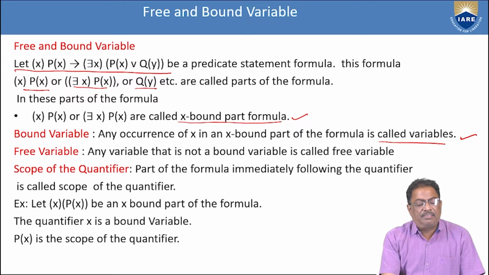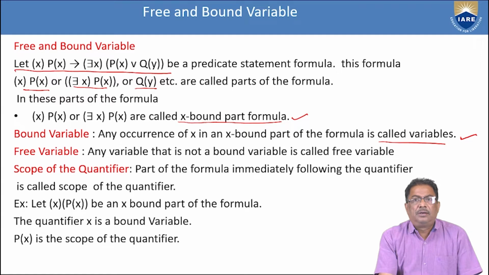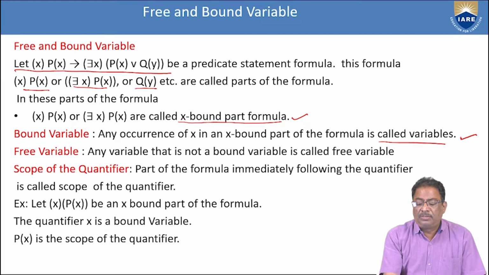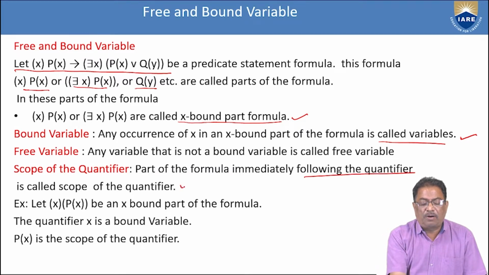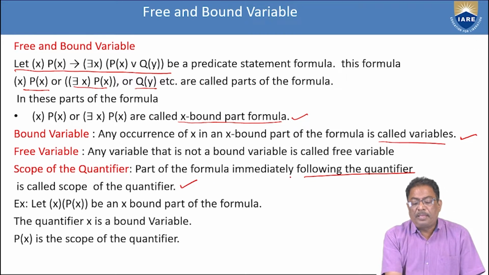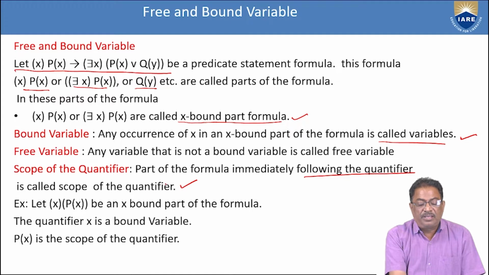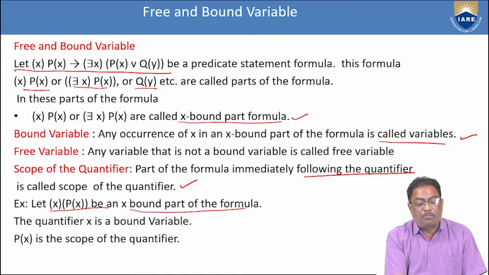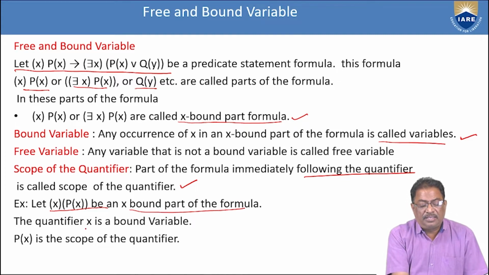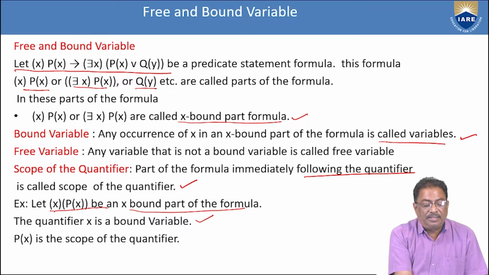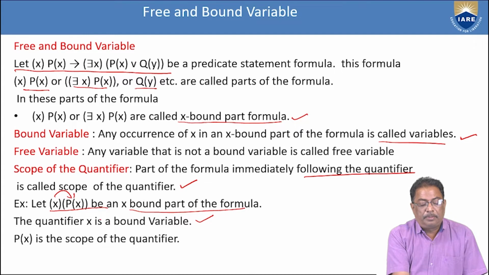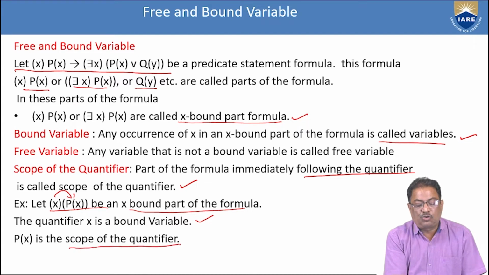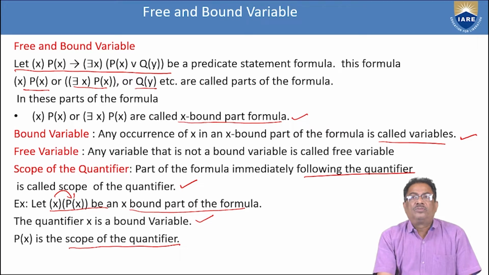Another definition is the scope of the quantifier. The part of the formula immediately followed by the quantifier is called the scope of the quantifier. Let us consider an example, this is the x bound formula. Here the quantifier x is a bound variable, and it is immediately followed by the predicate P(x). So P(x) is nothing but the scope of the quantifier.